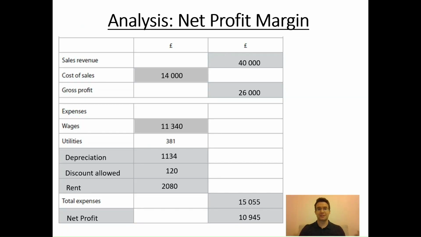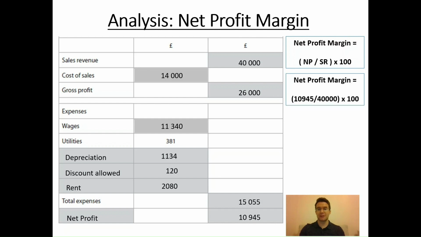The second method of analysis you may wish to use is by calculating the net profit margin. Similar to gross profit margin, but rather than the gross profit figure, we use the net profit figure. So the formula is as follows. Net profit margin equals net profit divided by sales revenue times by 100. So in this case, it would be 10,945 divided by 40,000 times by 100, giving us a net profit margin of 27.36%. Once again, similar to gross profit margin, it simply shows the amount of sales revenue which has ended up in the end as net profit.